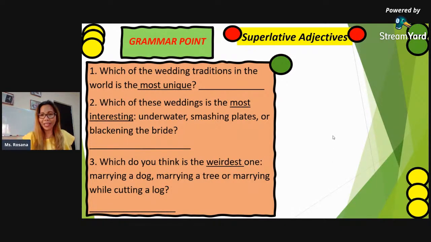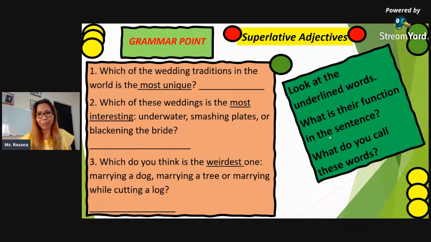Okay, now let us look closely at these sentences, all right? Look at the underlined words, the most unique, the most interesting, the weirdest. Now, what is their function in the sentences? Do they tell you what to do? Are they names of persons, places, things, or events? No. Okay, look at number one, the most unique. Does it tell about the wedding traditions? The most interesting. Does it tell about the different weddings? The weirdest. Does it also tell about the weddings? Yes or no? Yes. Okay.